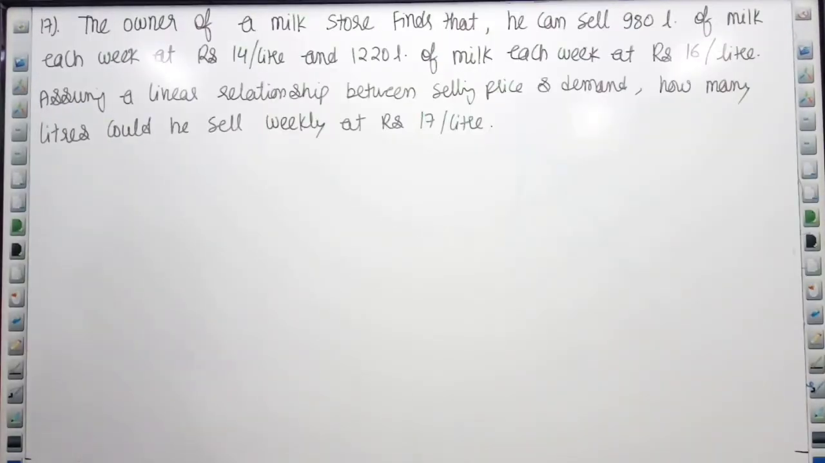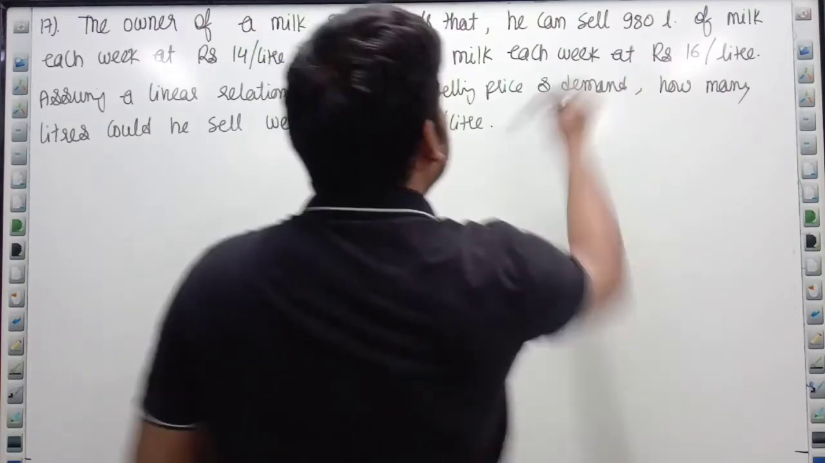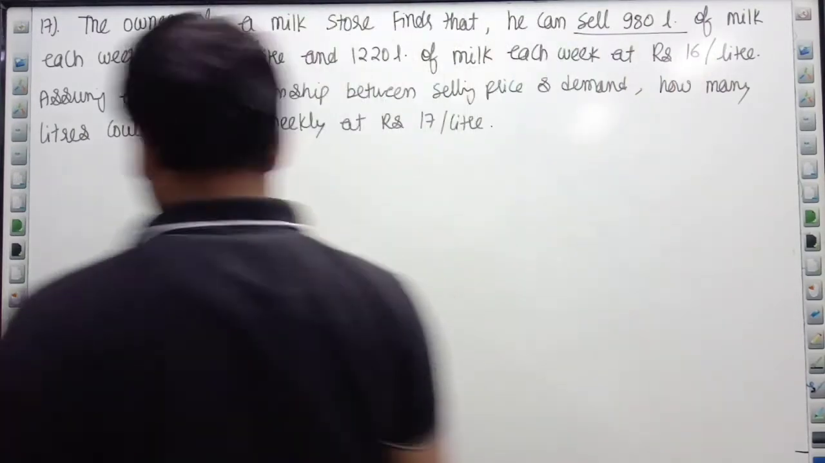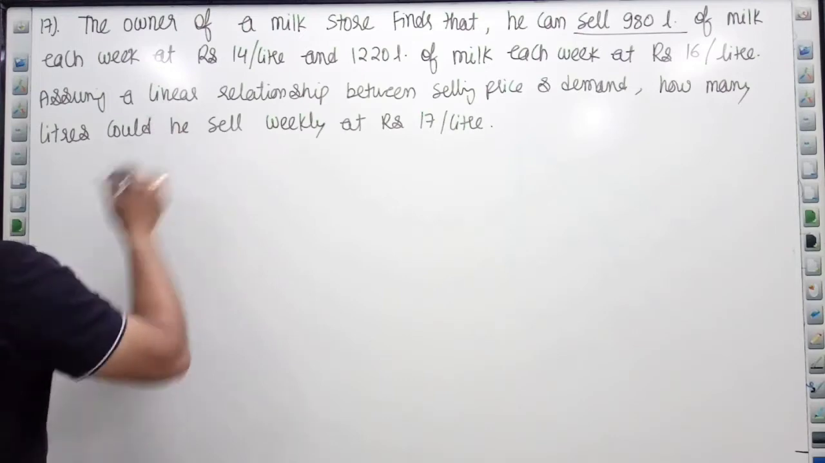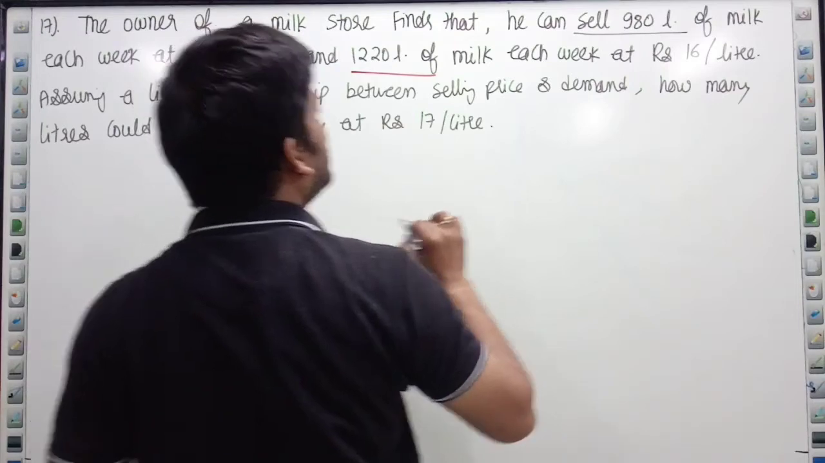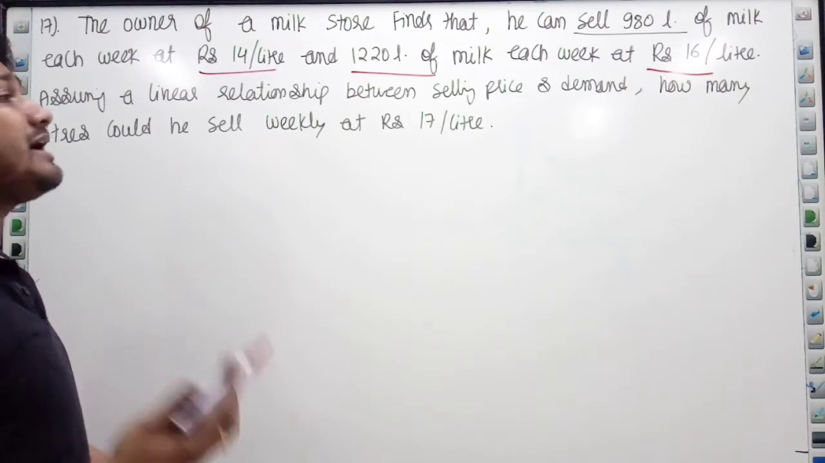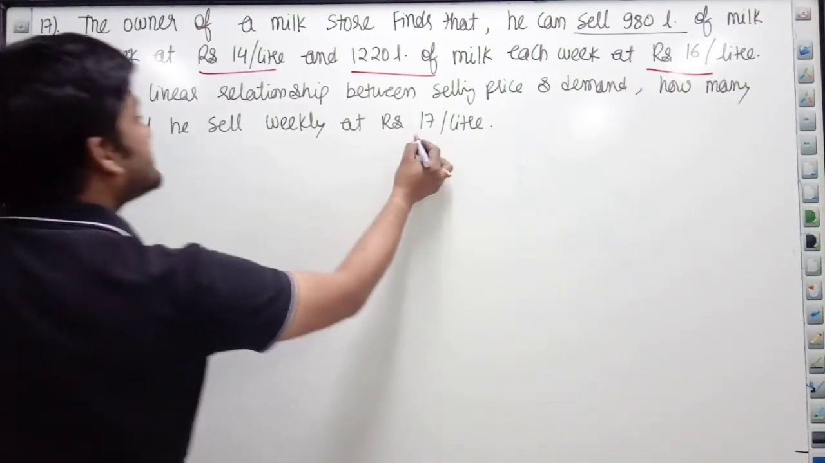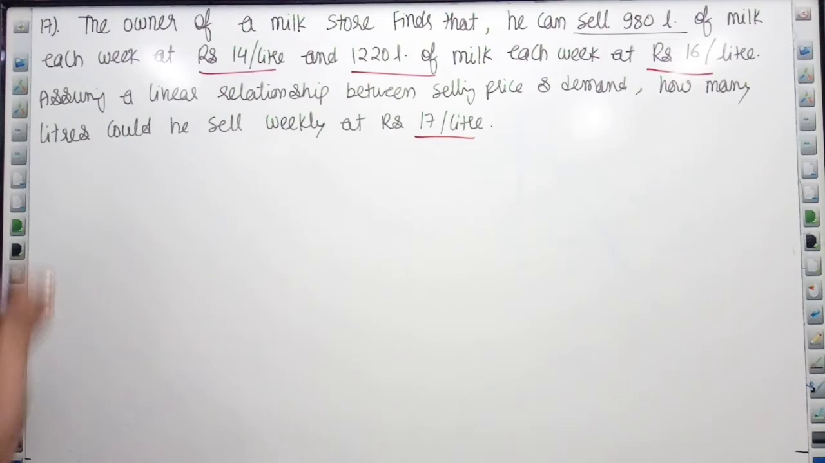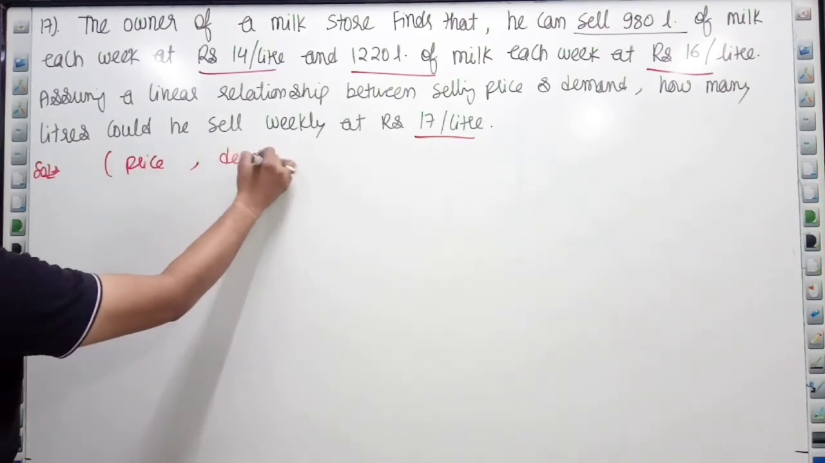The next question is also similar to the last question, the concept of linear equation. Owner of a milk store finds that he can sell 980 liters of milk each week at 14 rupees per liter, and 1220 liters of milk at 16 rupees per liter. Assuming that the relationship between selling and demand is linear, how many liters can he sell weekly at 17 rupees per liter? It is a linear relationship between price and demand.